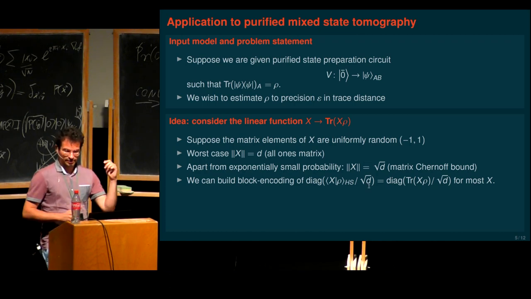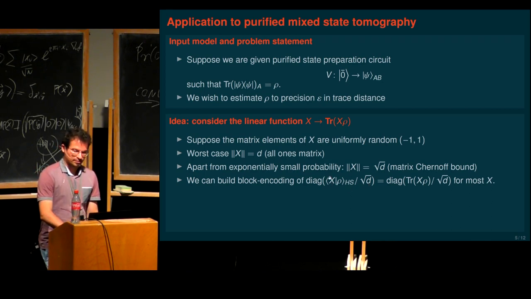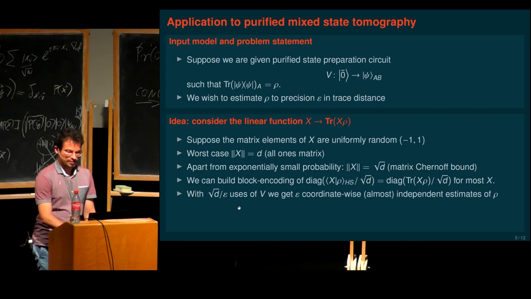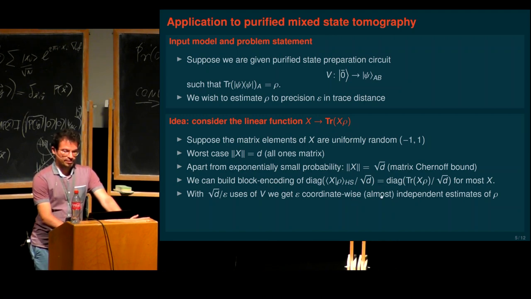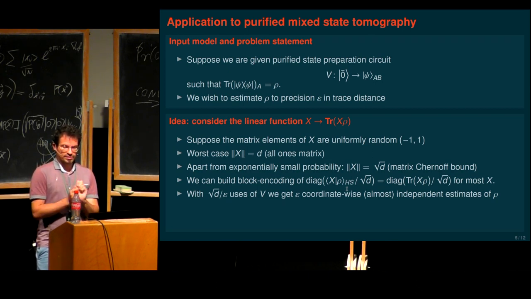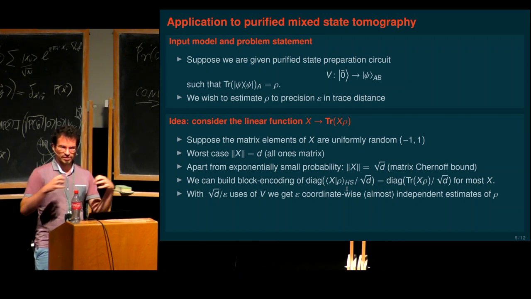Once I have this diagonal matrix, which for every matrix X, or every discrete representation of this matrix X, puts this value on the diagonal, I once again do Hamiltonian simulation and convert it to a phasor echo. But because I have this subnormalization here, the cost will be increased by square root d. So if I do this conversion to a phasor echo and apply Jordan's algorithm, I will get a square root d over epsilon state preparation oracle cost, and I will get an epsilon coordinate-wise sample estimator of rho, the density operator I care about. Because this was a linear function, its derivative is once again rho. And moreover, my individual coordinates will be roughly independent because of the tensor product structure of this phase state.